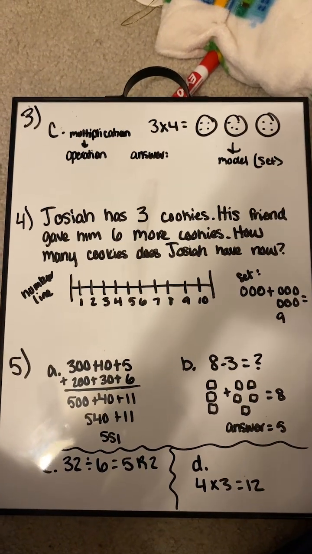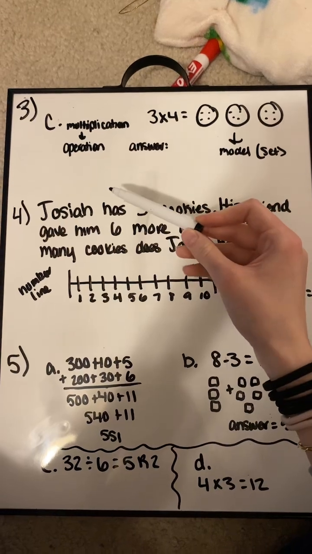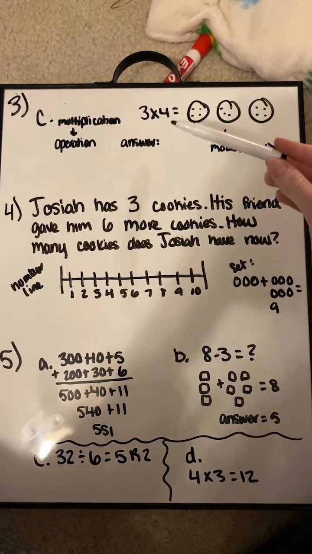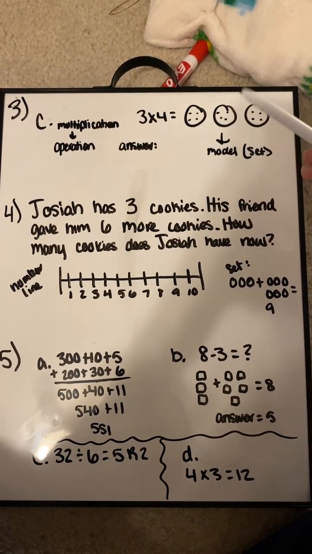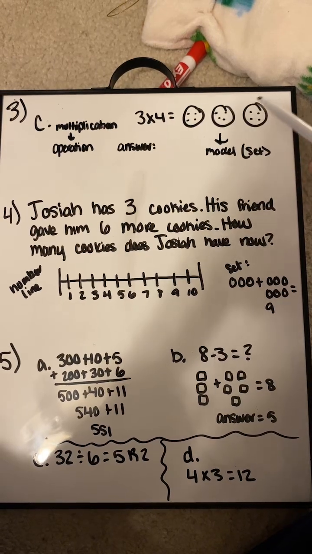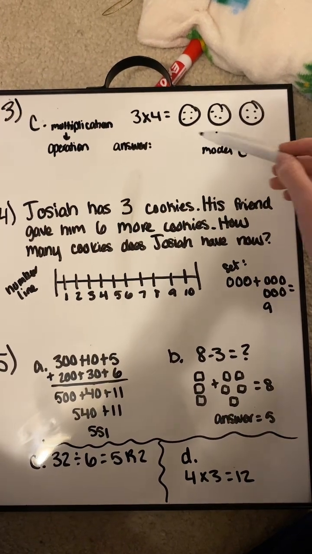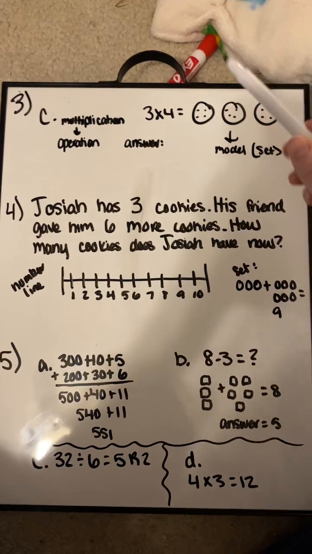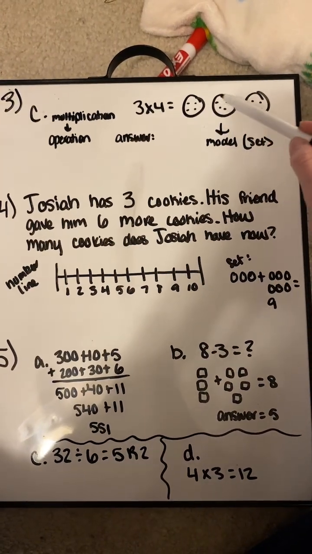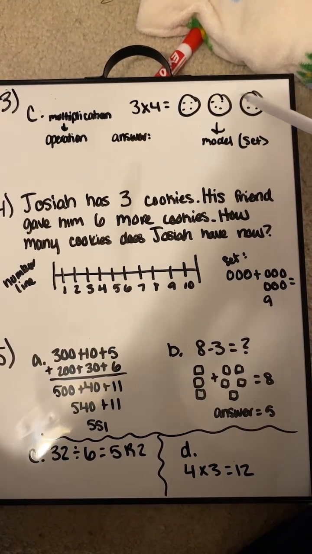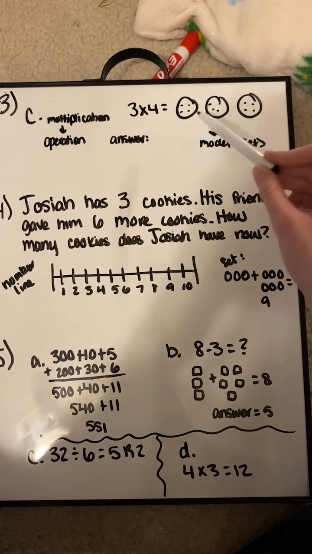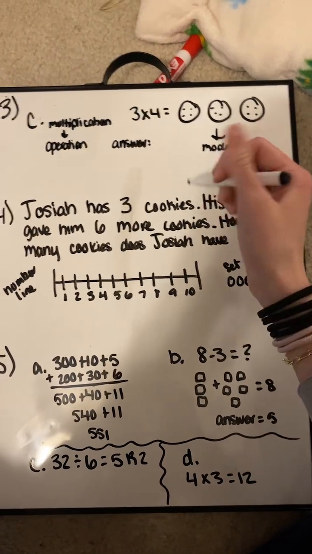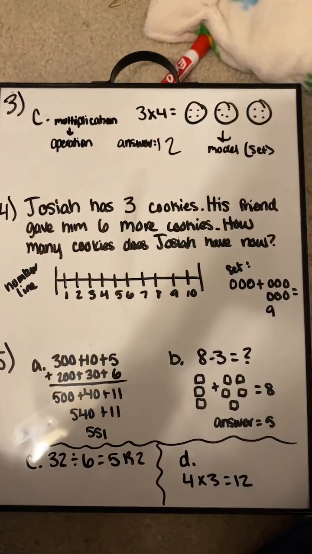For 3C, I chose multiplication for the operation, and then I multiplied 3 interior, so my model was a set, so I made 3 circles, and then 4 exterior, so then there would be 4 dots in each one. Then you add all the dots up, and it would be 12.